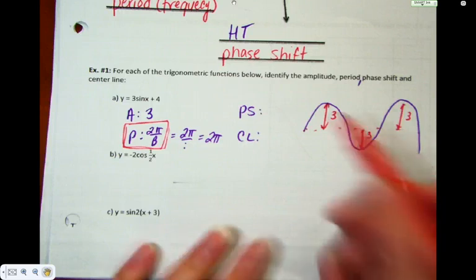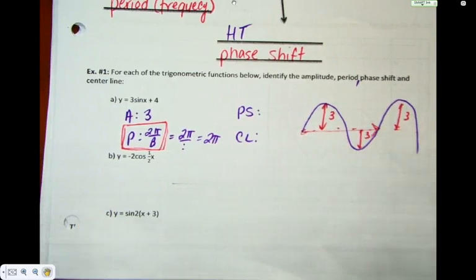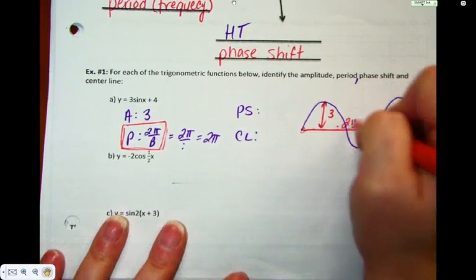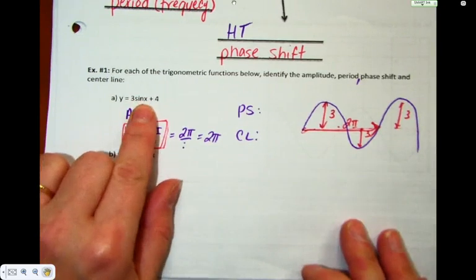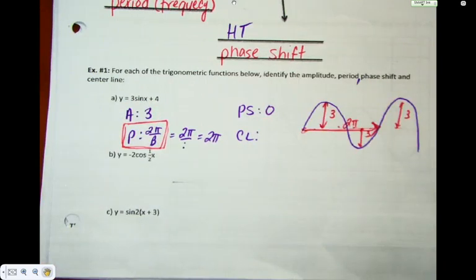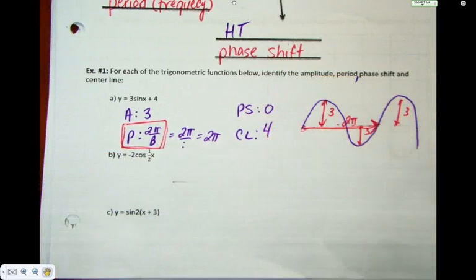And what that means is, from the start of the graph, so 1 max, 1 min, to the end of the graph, so we call that one repetition of the graph or one cycle of the graph, that length is 2 pi. Phase shift is our horizontal translation. It's whatever number is in the brackets with the x. There isn't one, so this would be 0. And the center line is the vertical translation, so how far we've moved it up, in this case, would be 4.